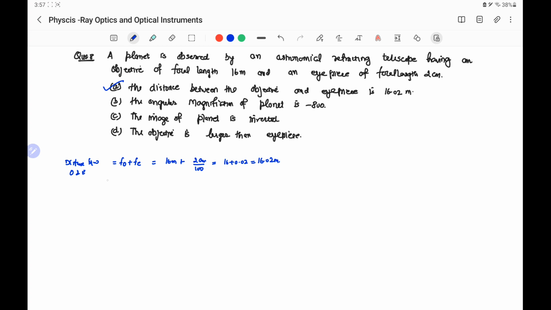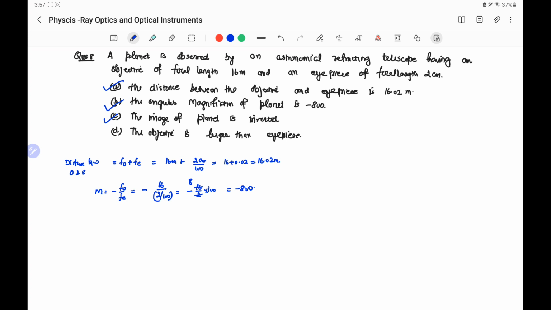Similarly, for normal setting, the angular magnification is equal to minus f naught by fe, that is equal to minus f naught, which is 16 meter, and fe, the focal length of eyepiece, is 2 centimeter divided by 100, so it will be in meter. So we will have minus 16 by 2 into 100, simplifying it is 8, so it is minus 800. So option B is also a correct option. And in a telescope we know that the image is inverted, so option C is also correct.